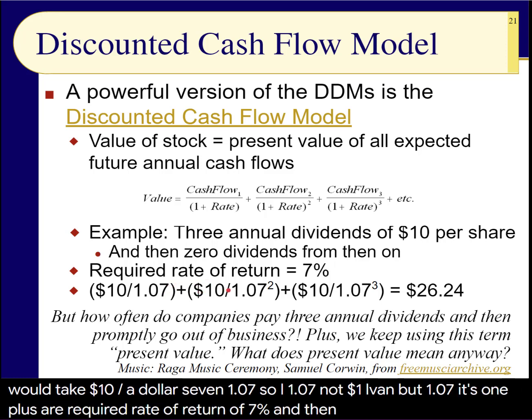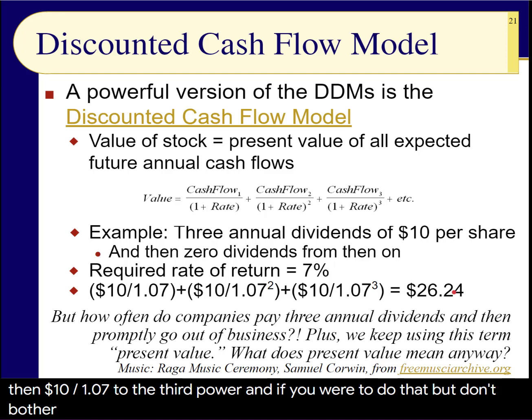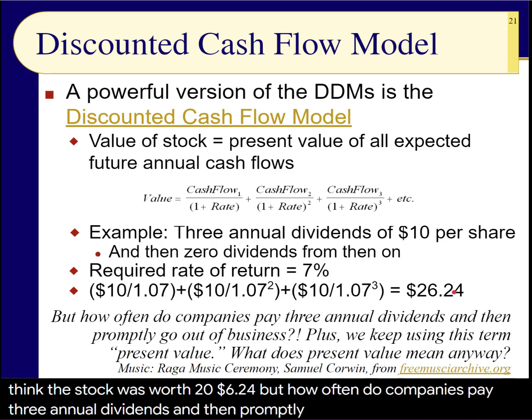And then $10 divided by 1.07 squared. And then $10 divided by 1.07 to the third power. And if you were to do that, but don't bother doing it because you don't have to, using exponentiation, you'd wind up with $26.24. So we would think the stock was worth $26.24. But how often do companies pay 3 annual dividends and then promptly go out of business?